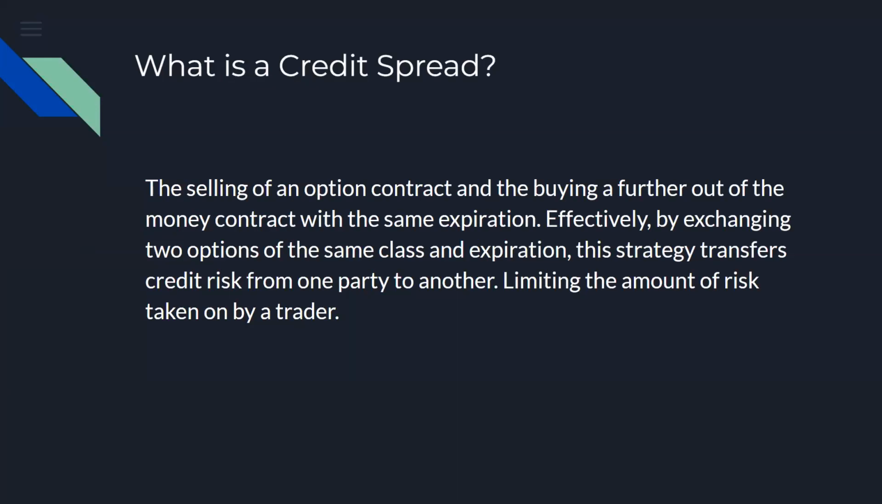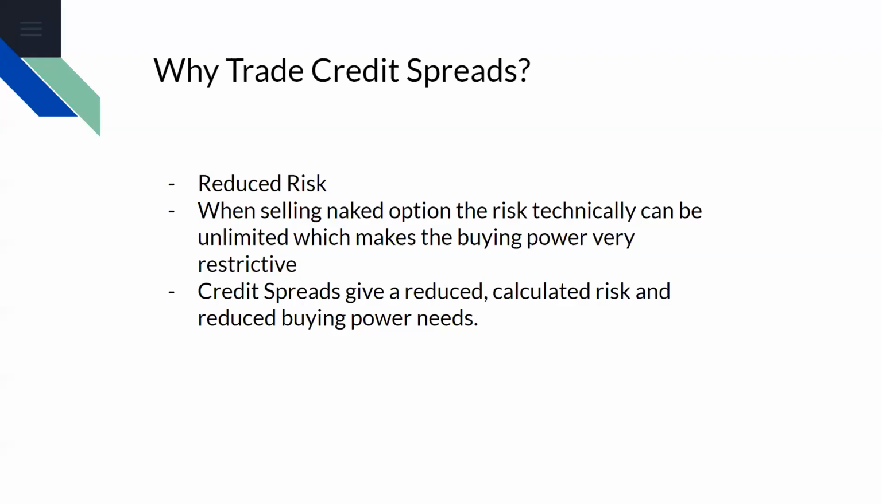So starting out with a quick little overview, what is a credit spread? Per Investopedia, it is the selling of an option contract and the buying of a further out of the money contract with the same expiration, effectively exchanging two options of the same class and expiration. This strategy transfers credit risk from one party to another, limiting the amount of risk taken by a trader. So simply put, you're selling one option, and you're buying another option further out of the money. That limits your overall risk on the trade.